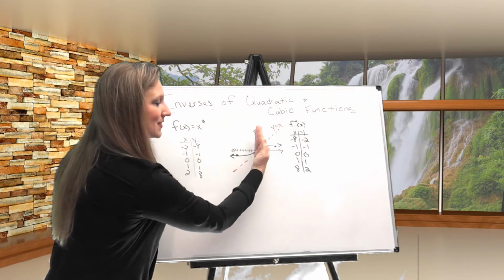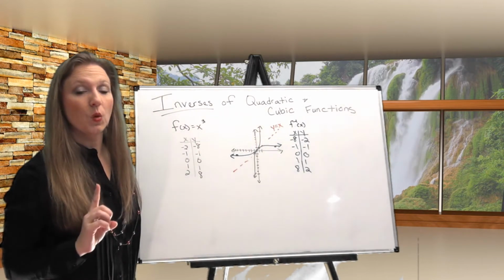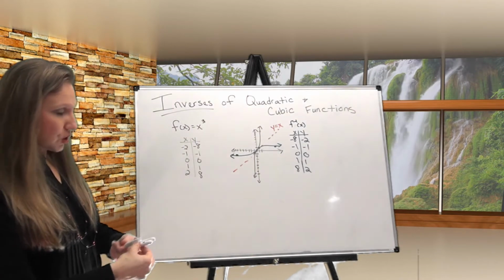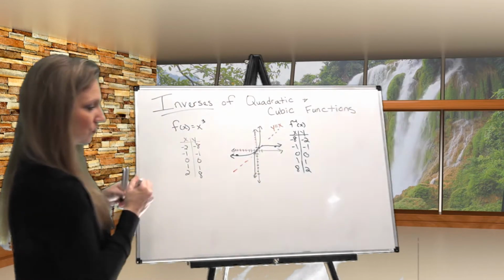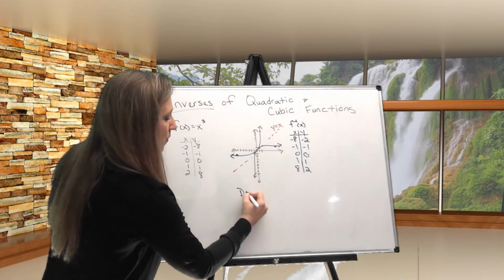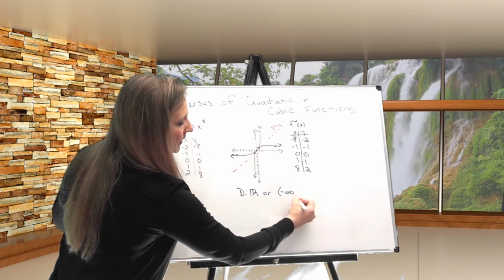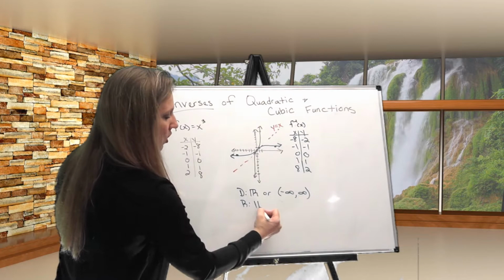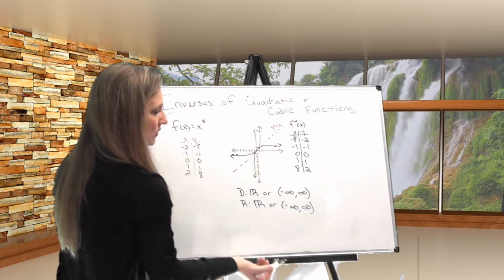For the cubic function, we don't need to restrict the domain at all, because if you notice, even the inverse passes the vertical line test. For every x input, there is only one y output. So our domain and range for both the original function and the inverse function, the domain is all real numbers, or you can write it from negative infinity to positive infinity. The range is also all real numbers, or you could write it negative infinity to positive infinity.